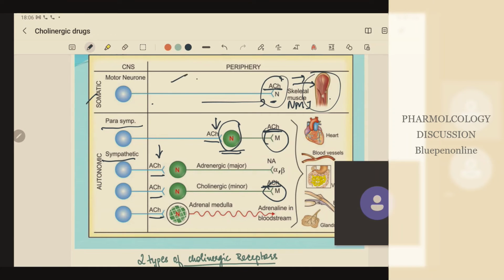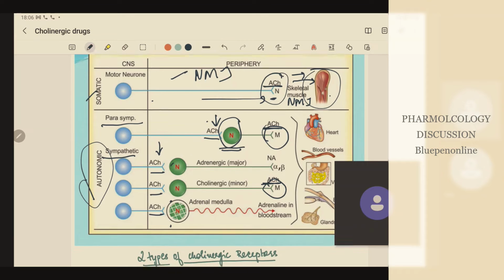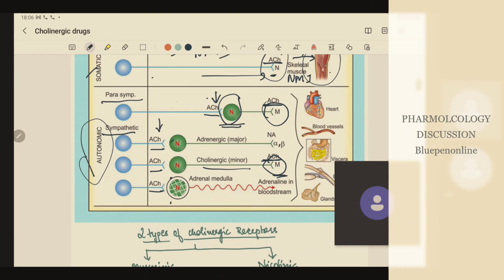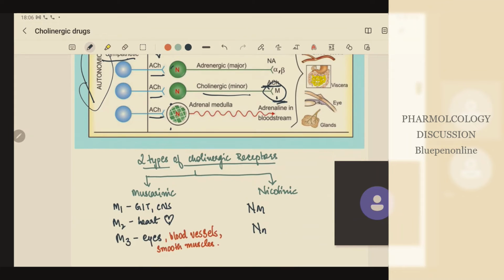One is your somatic NMJ. Next, in your autonomic, all the preganglionic places, and postganglionic in two places. Where all? One, I have cholinergic postganglionic in the sympathetic, and cholinergic postganglionic in the parasympathetic. Two places postganglionic and all the preganglionic. Why am I stressing this again and again?